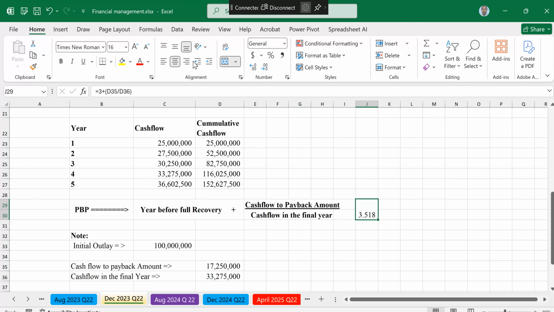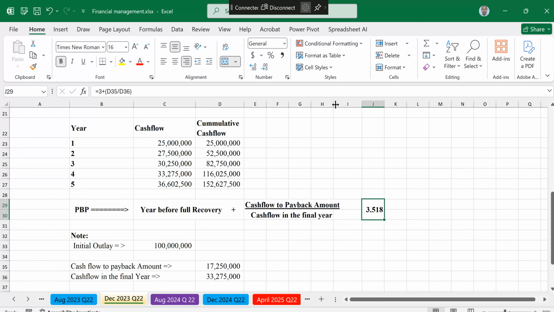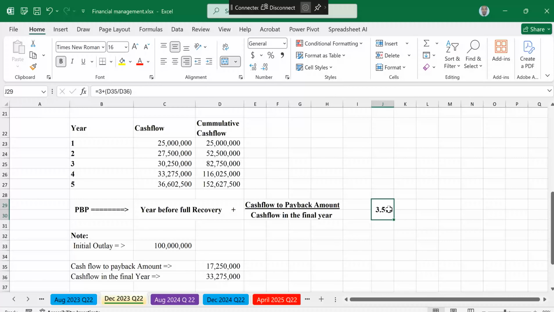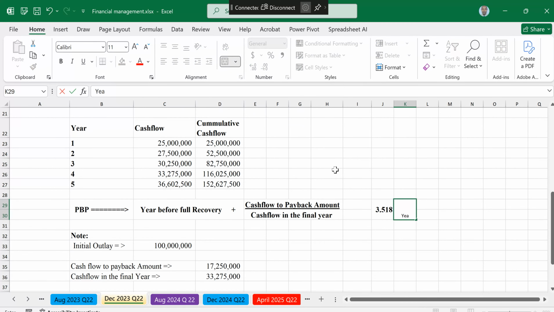3.518. So 3 point, that becomes years. There is no Excel function for PBP, so you have to go the long way of doing that.